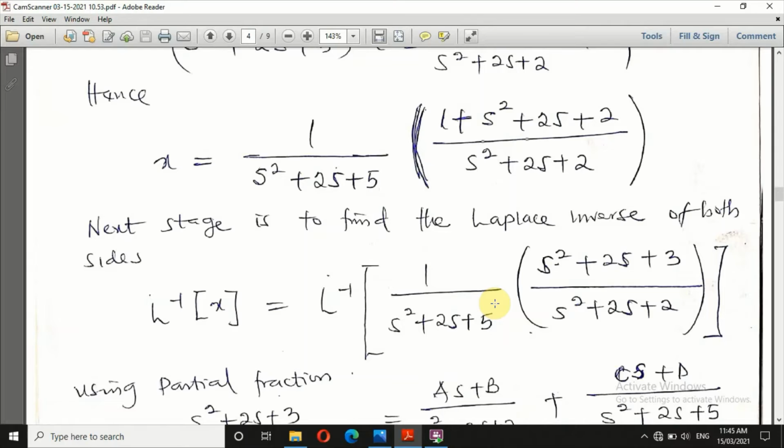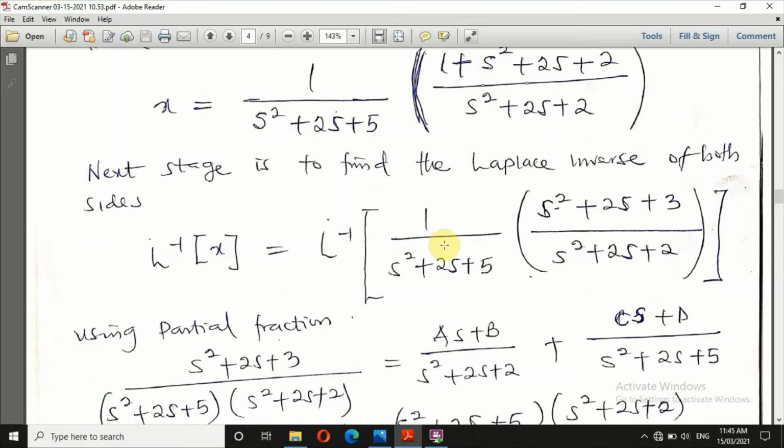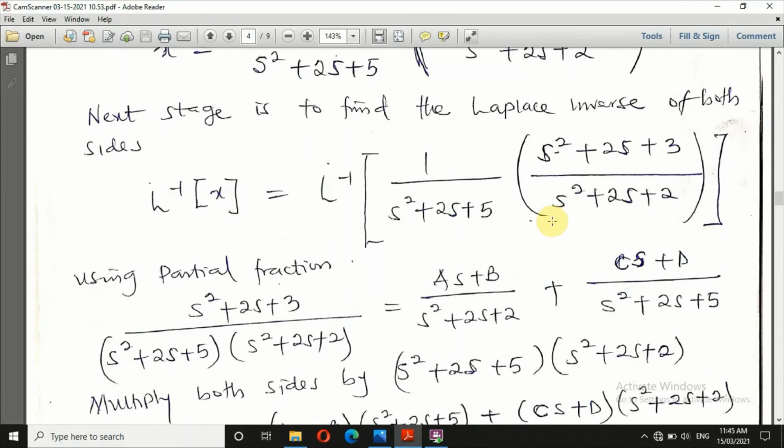So please pay attention, because there's no way you will use partial fraction Laplace to solve the problem without this knowledge. So let's deal with this now. Take the inverse of both sides first. So we have the inverse of this. It's not big. Let's take a look at it now.